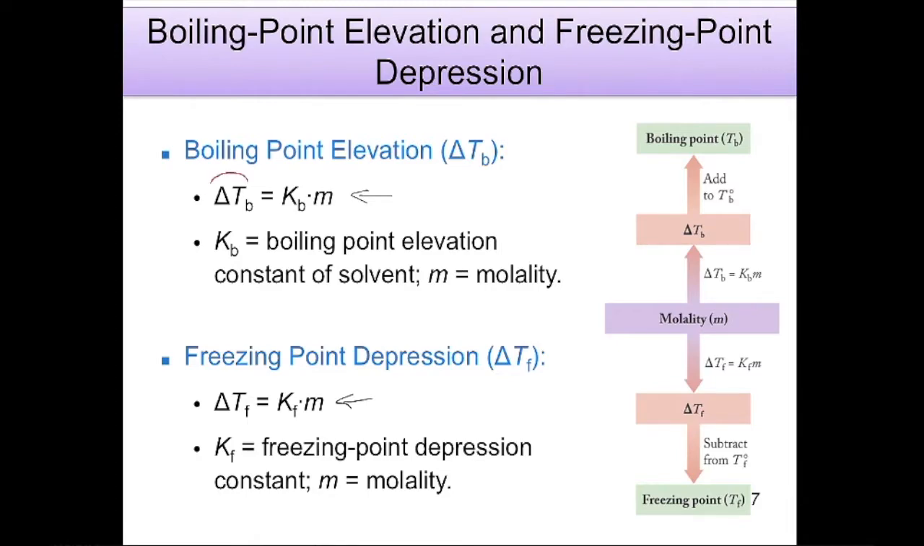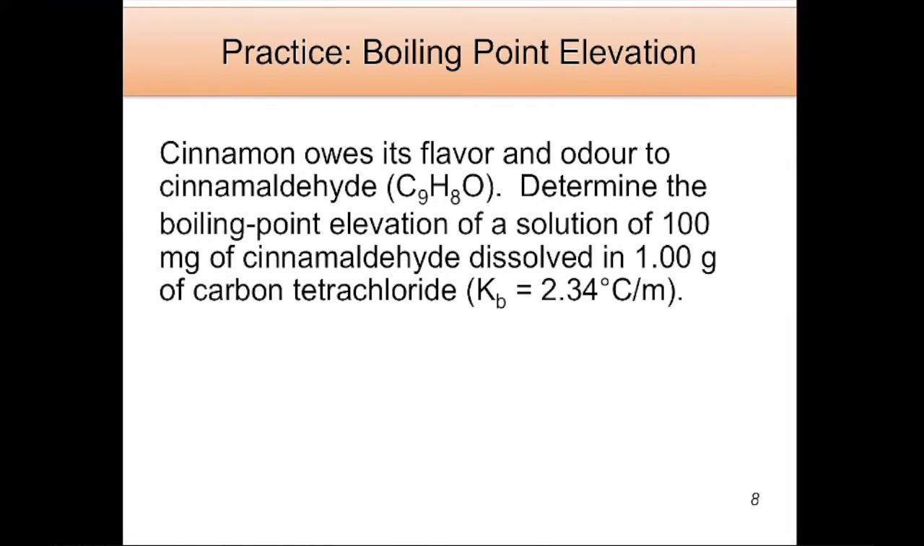Okay, so this delta TB is the change in the boiling point. Right? So if the original boiling point of water is 100 degrees Celsius, and the new boiling point after adding some sodium chloride was 102 degrees Celsius, the change in the boiling point, or the delta TB, would be 2 degrees Celsius. M in both cases is molality, and Kb and Kf are constants that depend on the identity of the solvent. So water is going to have a different Kb than other solvents like hexane or whatever it might be. Okay, so let's go through another practice.